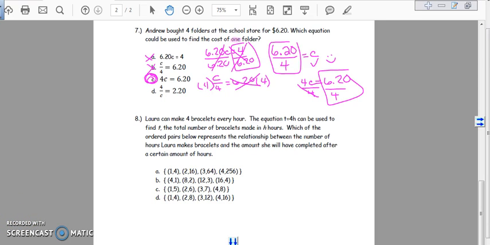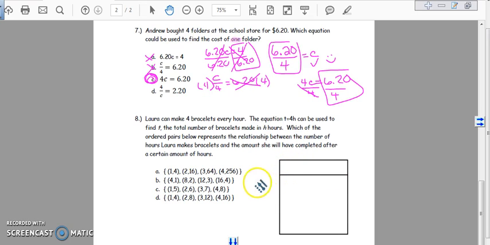Laura can make 4 bracelets every hour. The equation T equals 4H can be used to find T, the total number of bracelets made in H hours. Which of the ordered pairs below represents the relationship between the number of hours Laura makes bracelets and the amount she will complete after a certain amount of hours? So this is just like that problem in the beginning. We're going to draw our box. And we're going to do it for up to 4 hours.